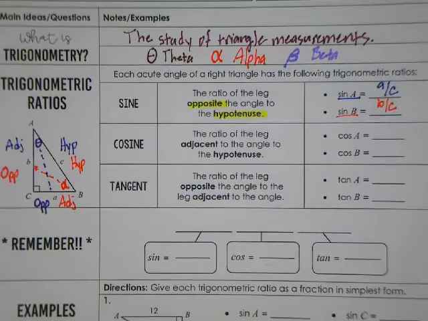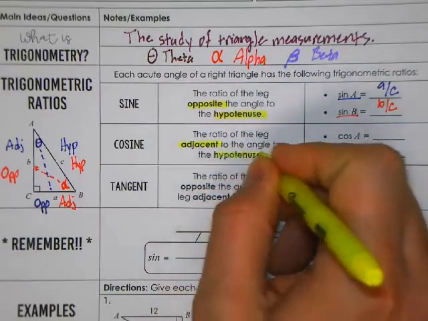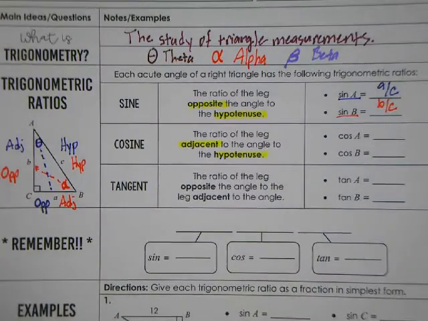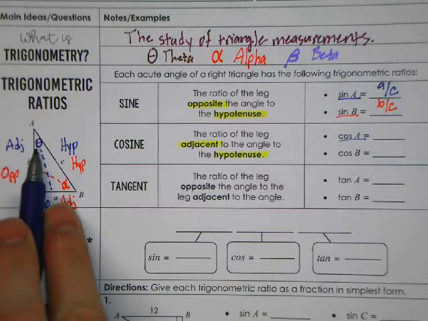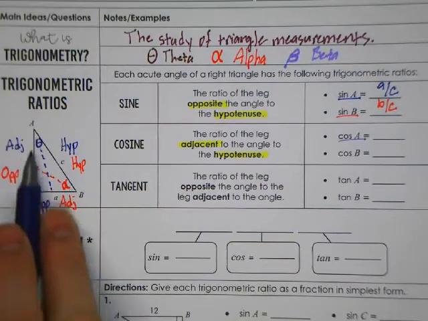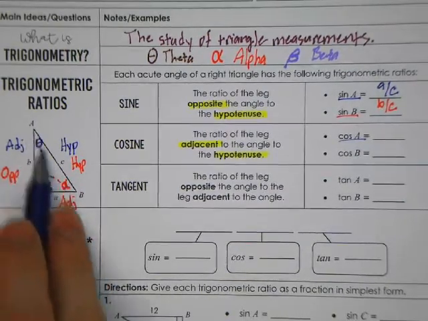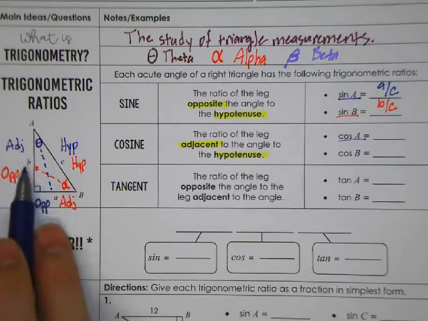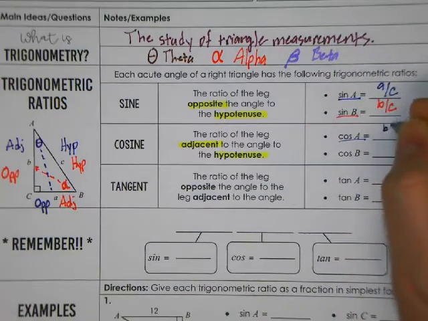And we'll do that same thing for the other ratios that we're going to be looking at. In this case, we're going to be looking at cosine. So cosine is the ratio of the side adjacent to the angle and the hypotenuse. If we go back to angle A, the side adjacent to the angle is side B, and the hypotenuse again doesn't change. It's always the hypotenuse, whatever is opposite of the right angle. So the ratio of the adjacent side to the hypotenuse would be B to C.